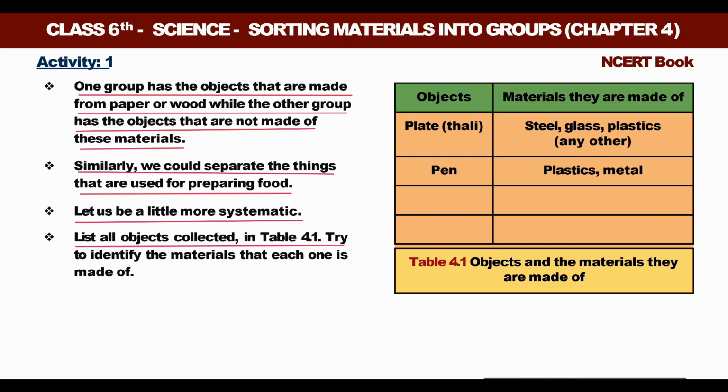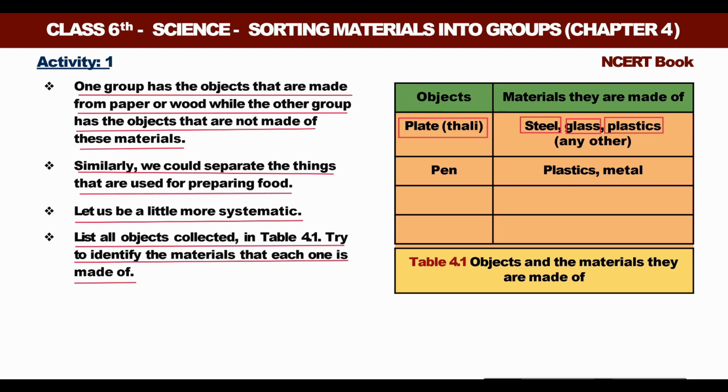यहाँ पे दिया हुआ है एक टेबल है, इसमें हमें list करना all objects and identify the materials that each one is made up of, और उसके बाद हमें किस चीज़ का बना हुआ है. So here we can see like the plate और थाली. ये प्लेट और थाली किस चीज़ का बन सकता है? It is an object. It can be made up of steel, glass, plastics, or it can be made up of wood also.